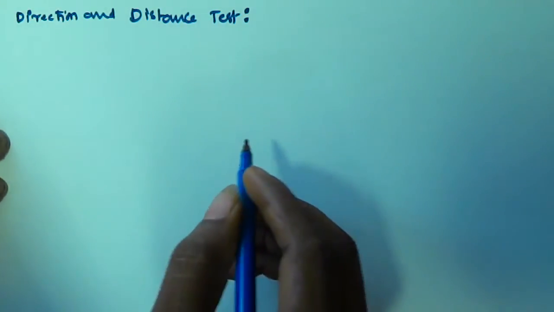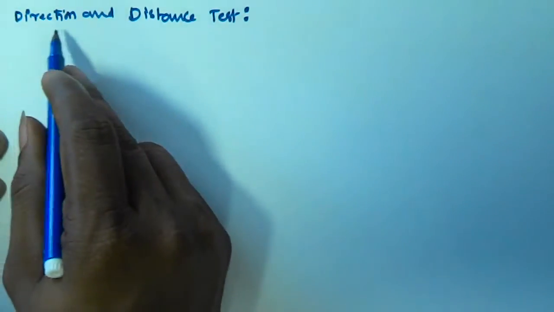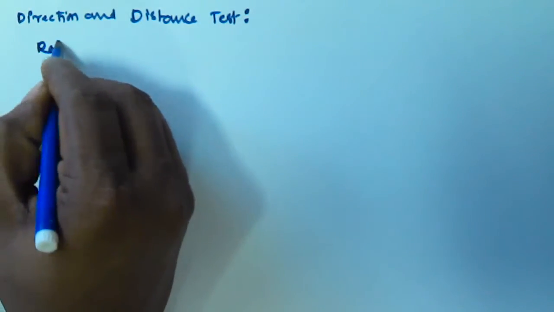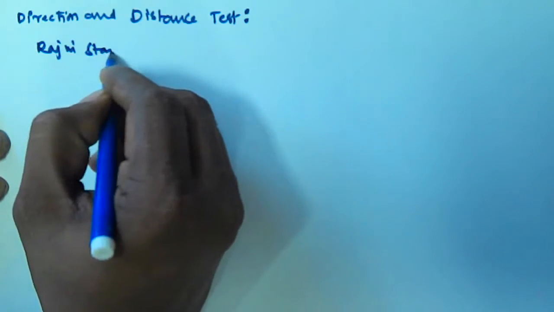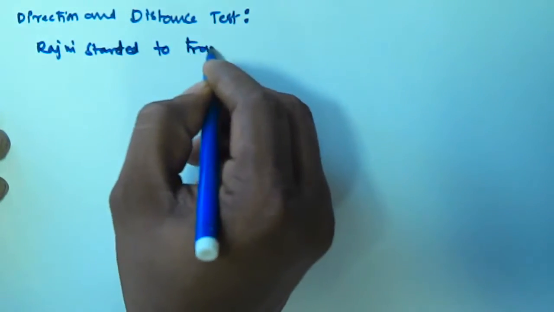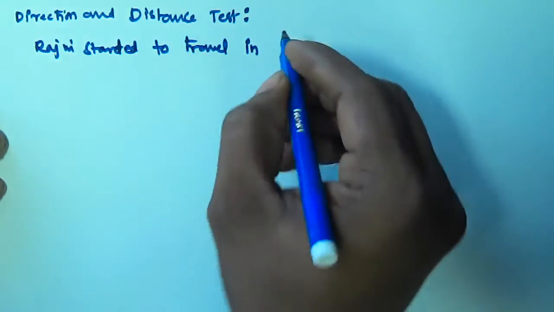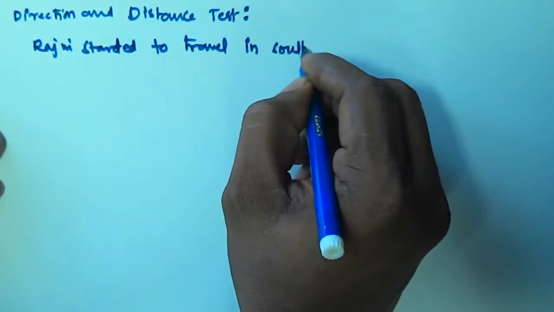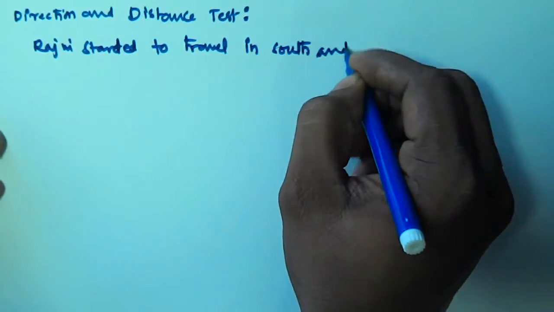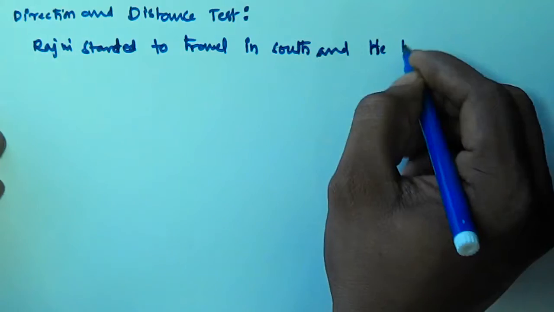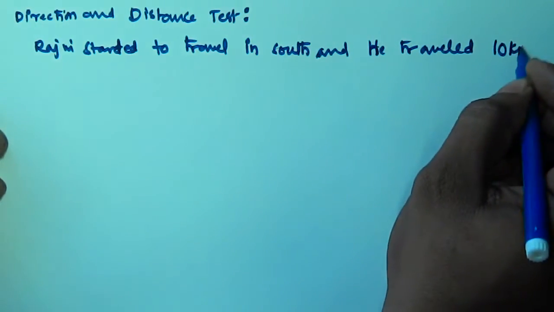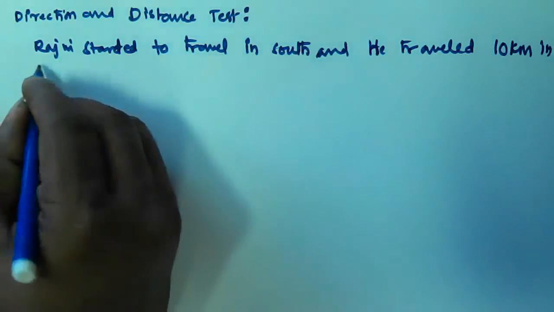Hello friends, in this video we will see another problem based on direction and distance step. Let us consider Rajni started to travel in south, okay, and he traveled 10 kilometers in that direction.